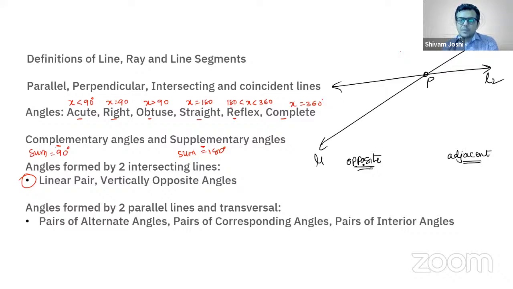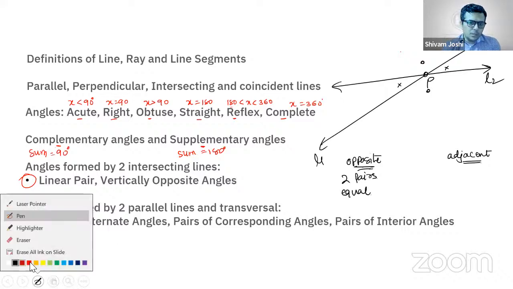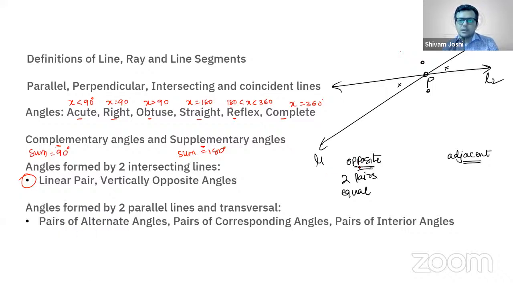Now the angles which are placed opposite to each other, look at this. This is one pair, and this is the other pair. So there are two pairs. These angles, measurement wise, are equal. The nomenclature of these angles, which are opposite to each other, is vertically opposite angles, VOA.